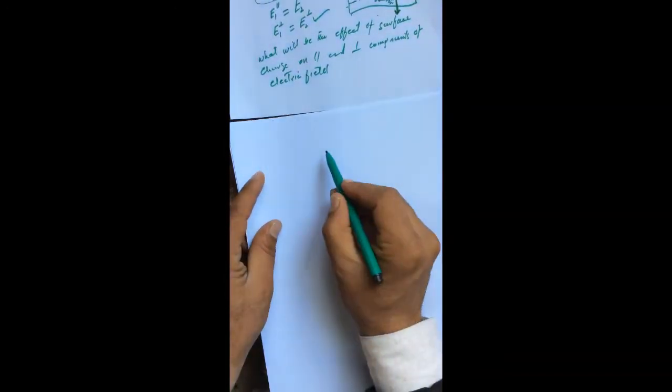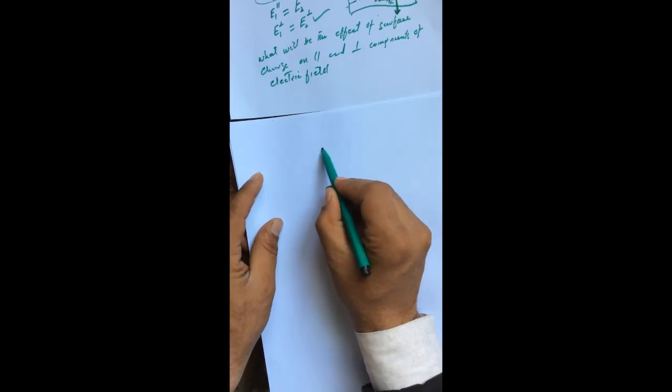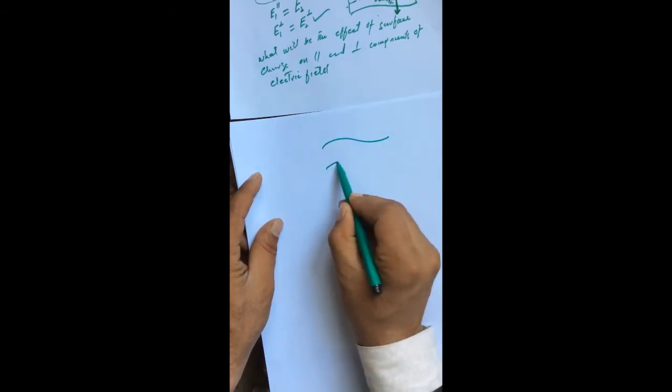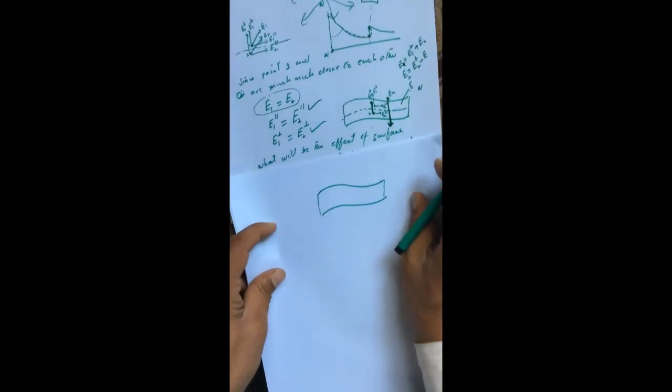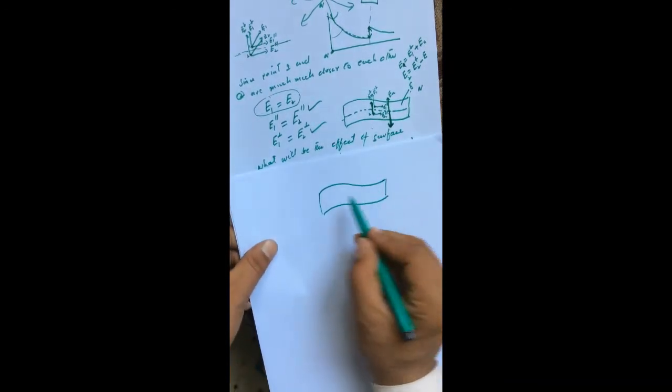Now, for that we draw a Gaussian surface. Next we draw a Gaussian surface. Suppose we have this surface, the same surface as I plot here. Here we draw a Gaussian surface.